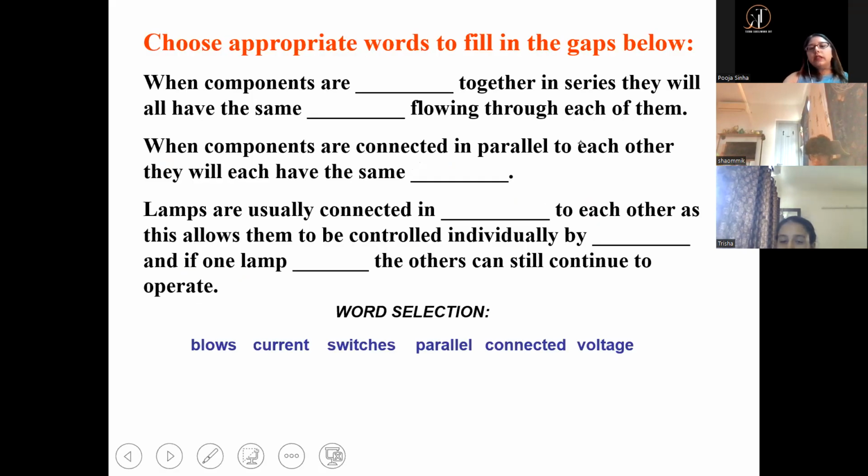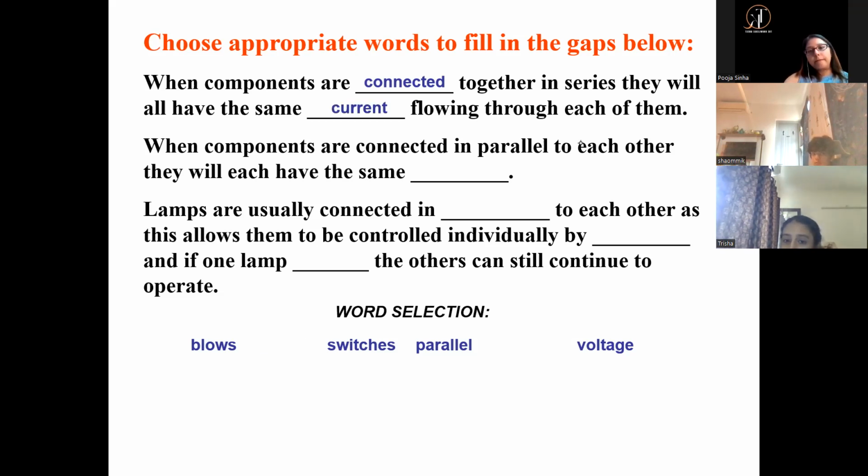Read the first line. When components are connected together in series, they will all have the same current flowing through each of them. Next one: when components are connected in parallel to each other, they will each have the same voltage.